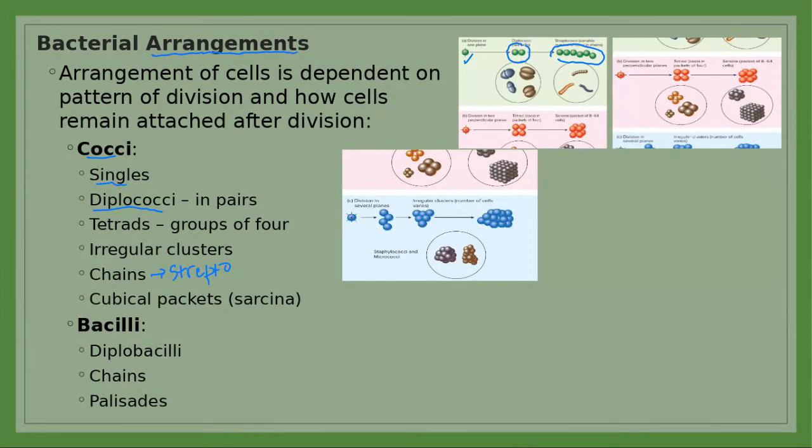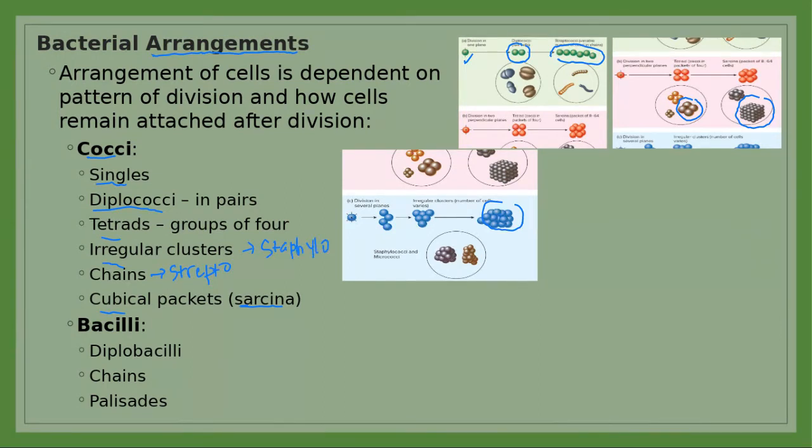So streptobacillus. Sometimes they make four. It's called a tetrad, like this. Or sometimes they make a cube. It's called sarcina. This is sarcina bacteria. Sometimes they make an irregular cluster, like this. The irregular cluster is called staphylo.